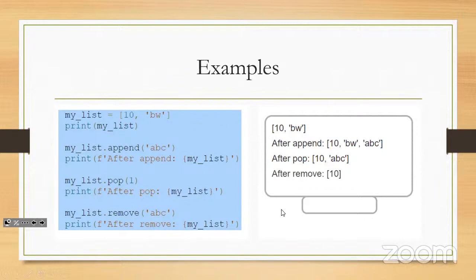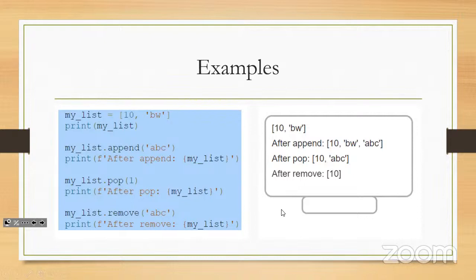Say that again? So if you put in the parentheses of pop 0 or 1. No. It could have been 0, 1, or 2 because at that point our list had 3 elements in it.